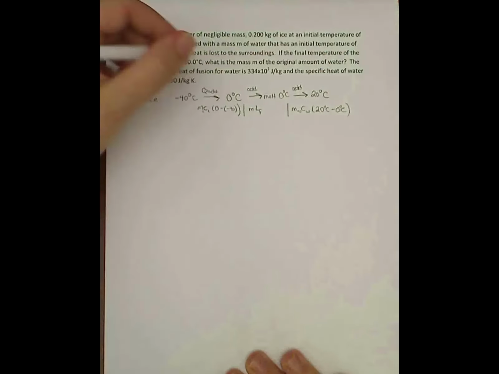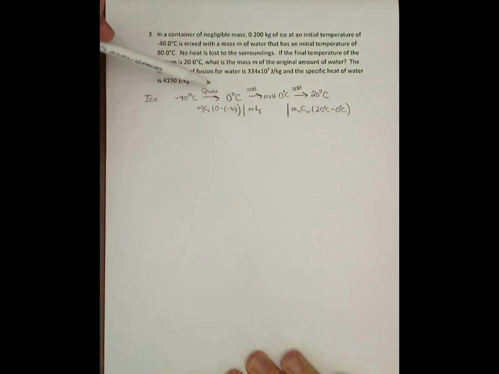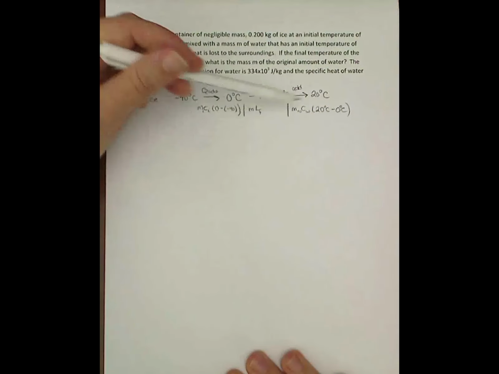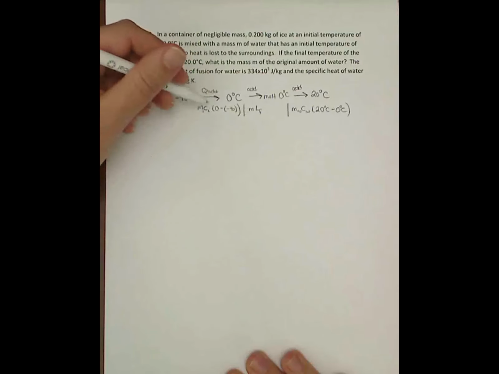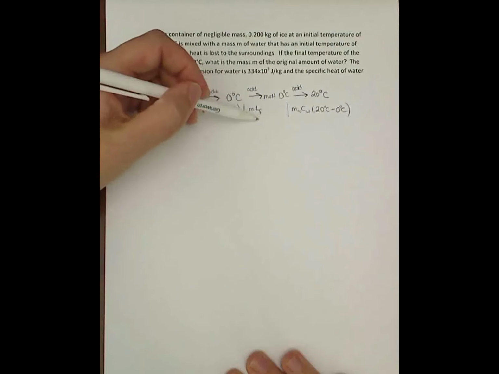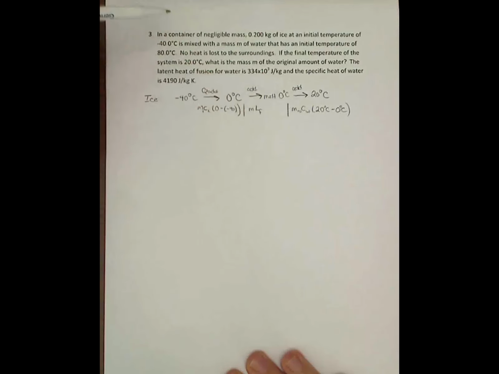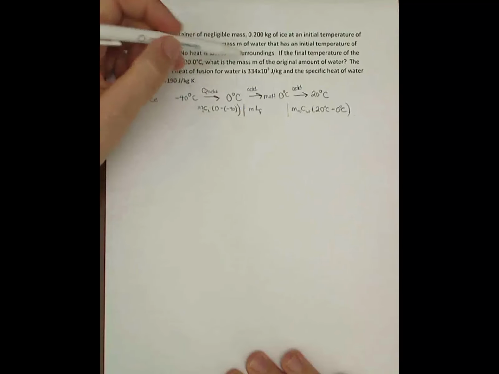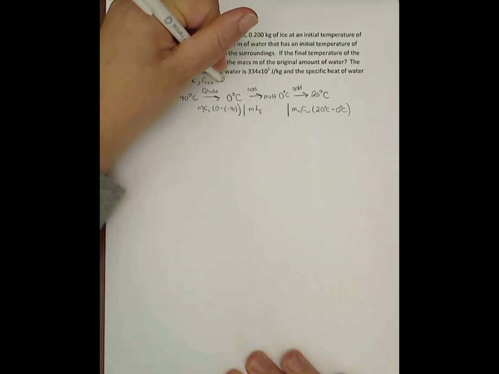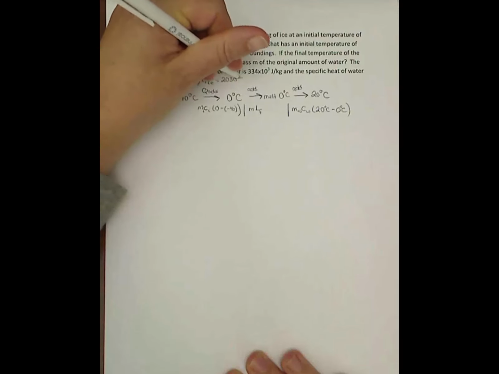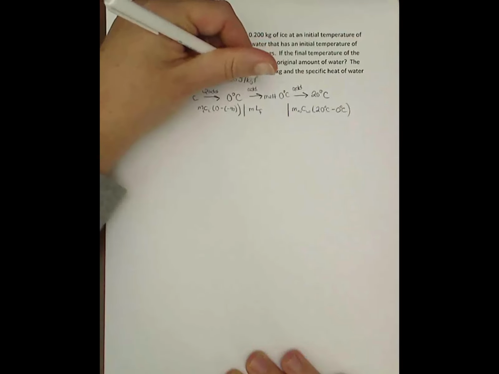Okay, so if I wanted to add up the amount of heat that it takes to warm the ice from -40 to +20, I need to add up these three things. So you can see we're going to need the specific heat of ice, the latent heat of fusion for water, and the specific heat of water. I've got the specific heat of water and the latent heat of fusion for water. I'm going to have to look up the specific heat for ice, and if I look that up, I get specific heat for ice is 2030 joules per kilogram Kelvin.